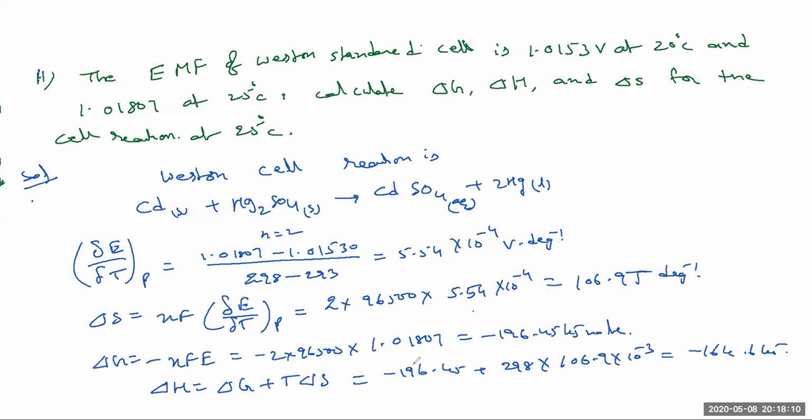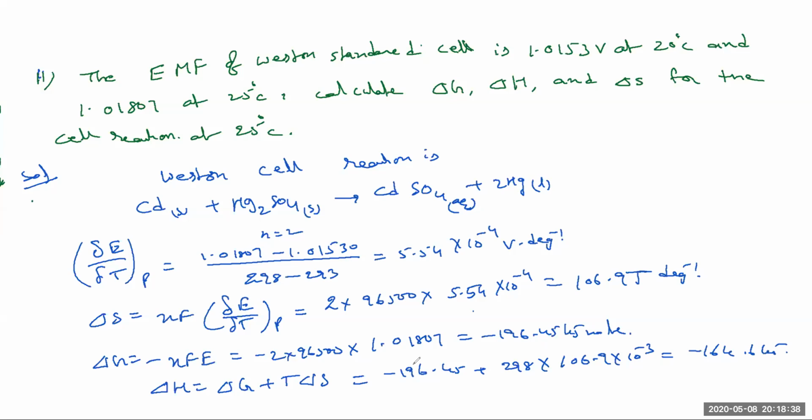So once we go through the question clearly, the EMF of the Weston standard cell and the cell reaction is that one. The next is primary cells, secondary cells, batteries. In batteries, these reactions will come. The last concept of electrochemistry is batteries. Primary cells, secondary cells. Primary cells are batteries only, but secondary cells are also batteries.